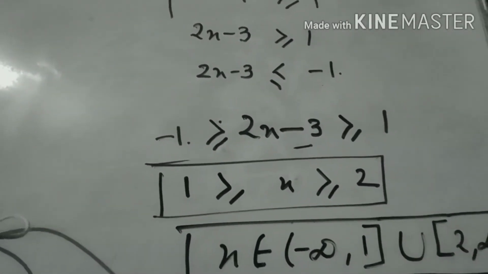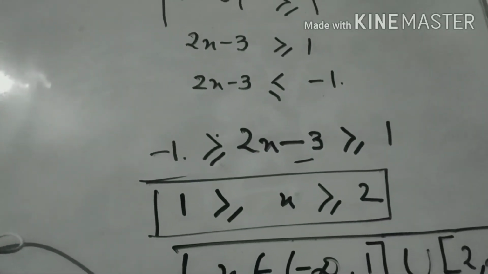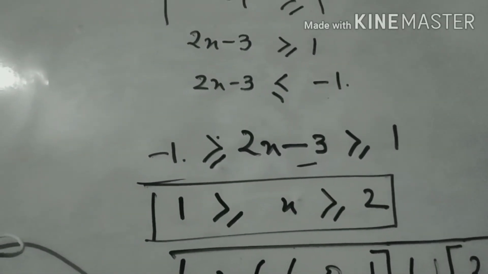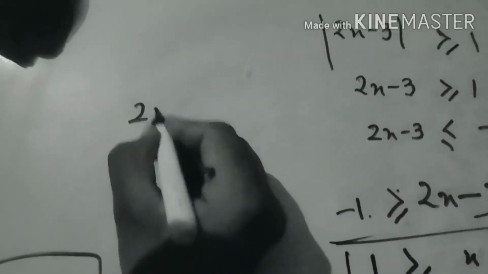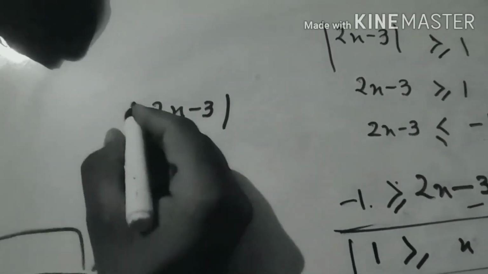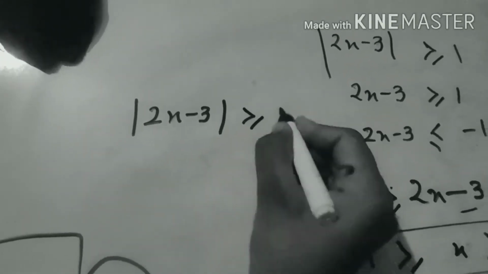But this process and this method is usually possible only for certain kinds of problems, and many times it has been proved wrong. So we will be discussing a unique and proper method which will be very helpful in solving this kind of problem. So we'll write again, the same example, 2x minus 3 is greater than 1.